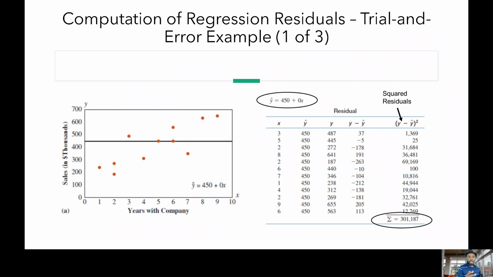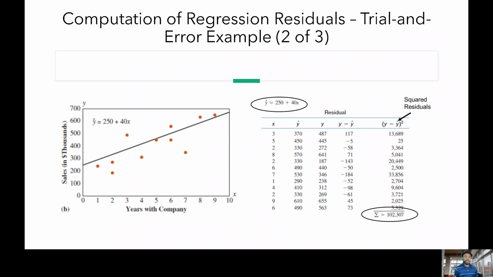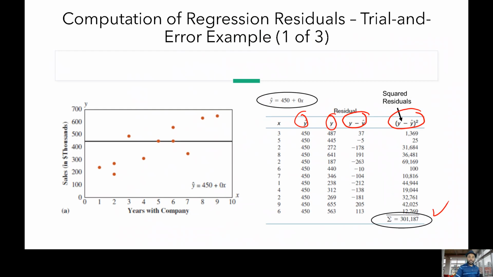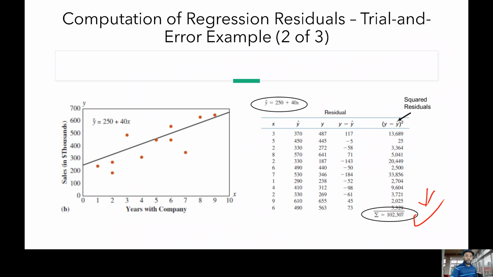Now, let's say we fit a line horizontally and we want to find the sum of squared residuals. So first here we have the predicted y values, and here we have the actual values, and here we compute the residuals for each of those points, and we found the sum of squared differences, and this is the value we have. This is 301,000, and we tried another line and we saw that this is now 102,000. So we can see that this line is a much better line than this, because our sum of squared residuals is much smaller here.